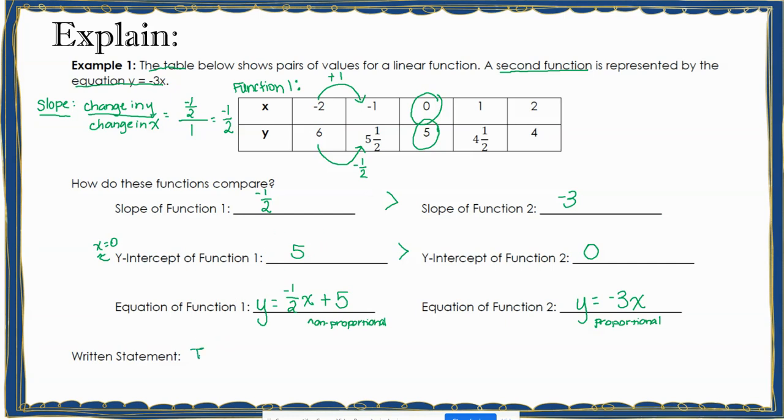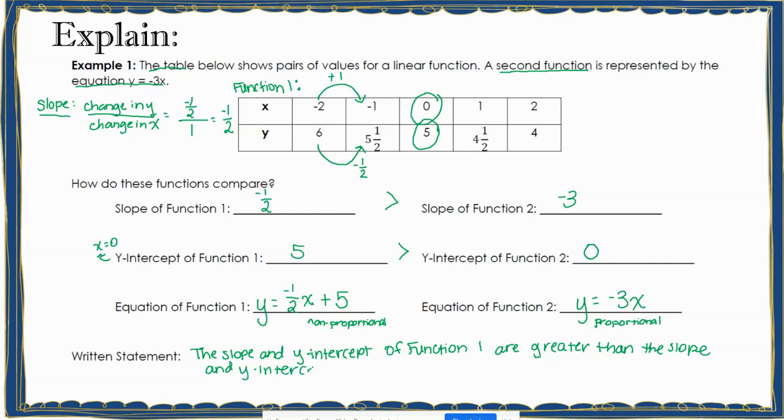I'm going to say that both the slope and y-intercept of function 1 are greater than function 2. I am also going to say that function 1 is non-proportional and function 2 is proportional. So that is a difference that they have.